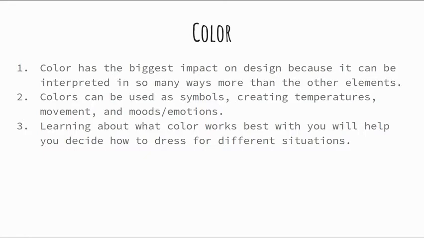So we're not just going to look at this and be like, oh, this color represents this. This color represents this. Color is a bit fluid, so we know that interpretation is up to each individual. So we know that if we put a bunch of colors together, it's not going to just represent one aspect. It's a multitude of aspects. So we know that colors can be used as symbols. They create temperatures, movement, and they can also create moods and emotions.